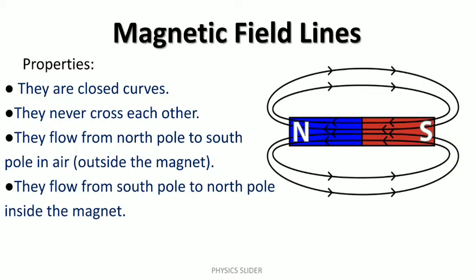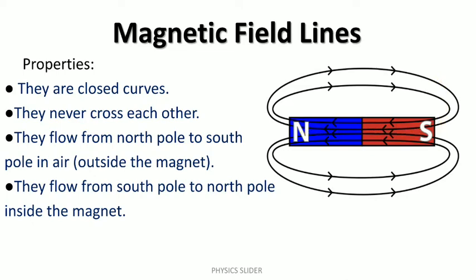Okay, now they flow from south pole to north pole inside the magnet. Watch here, inside the magnet, south to north, south to north. So outside the magnet, the direction of the magnetic field lines is from north to south, but inside the magnet, the direction is south to north.